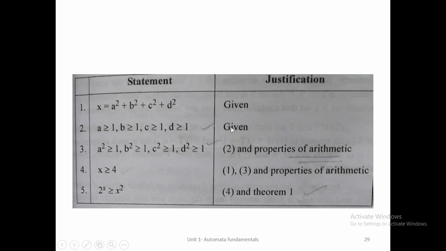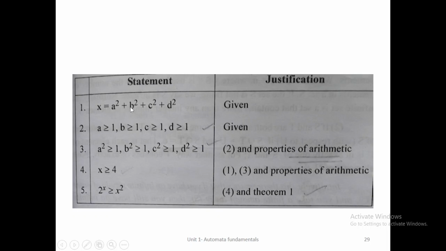This is also given. If A is greater than or equal to 1, then A squared is also greater than or equal to 1. Like that, all 4 variables should also be greater than or equal to 1. This is based upon the arithmetic property. And the next step: if you substitute A, B, C, D with the minimum value 1, it is 1 squared plus 1 squared plus 1 squared plus 1 squared. So the basic initial value is x equal to 4.